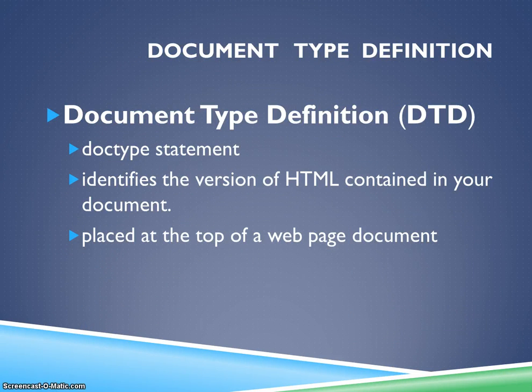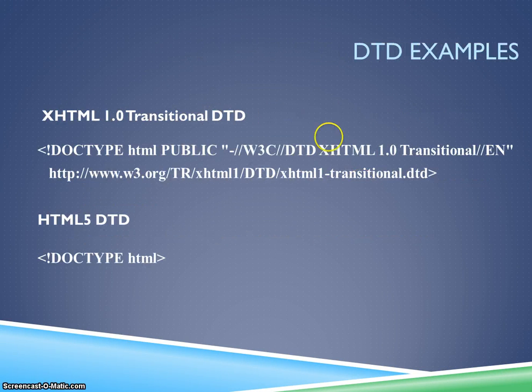The first thing that we look at is the document type definition. It identifies the version of HTML contained in your document. That way browsers know how to interpret that particular document, and it's placed at the top of the web page. So this is the older version for XHTML if you're using that exclusively. It's this long thing here. They shorten it up a lot in HTML5: an exclamation mark followed by DOCTYPE in all uppercase. And then we follow that with the HTML.